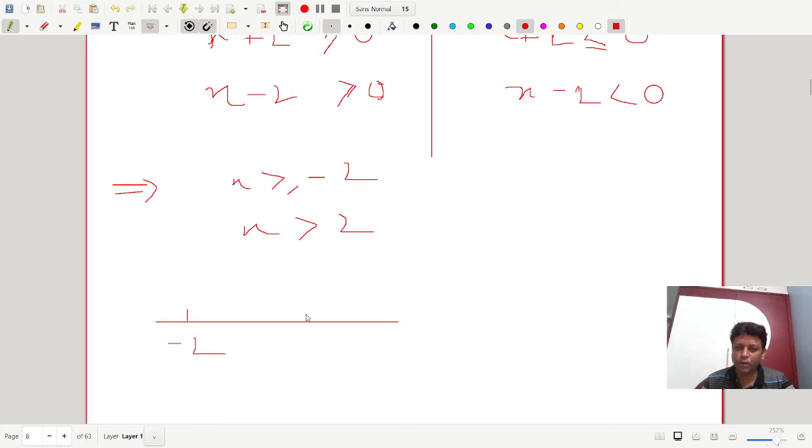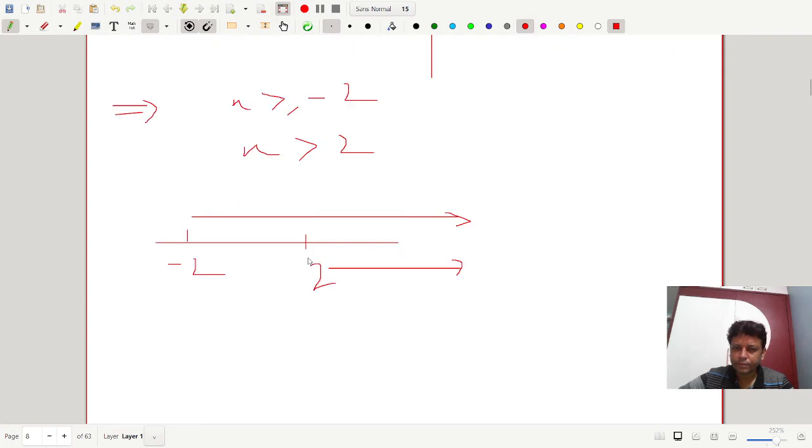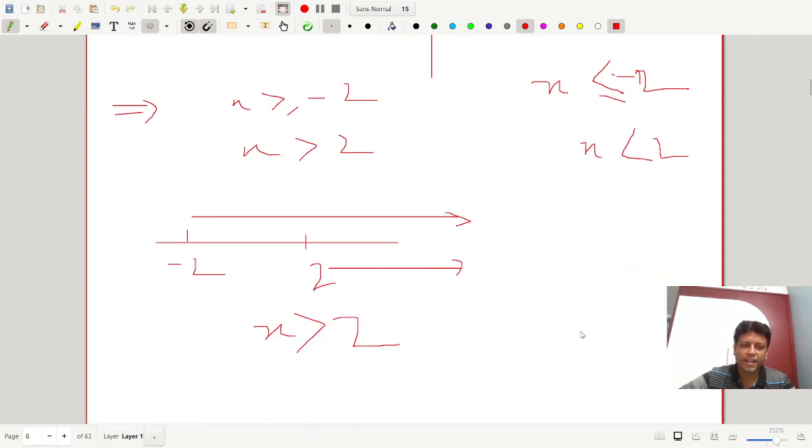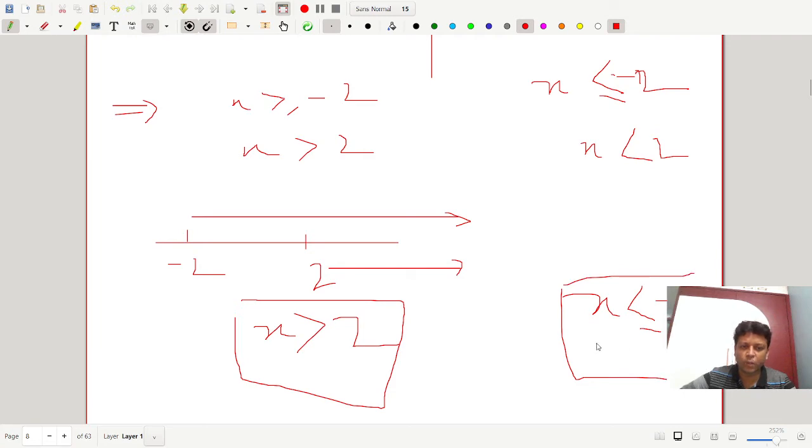So this is your -2 and this is your 2. What is the common region between these two? Yes, x more than 2. And what about in this case? x less than or equal to -2 and x less than 2. So what is the common? x less than or equal to -2. Am I clear, everybody? Did you get it? So that is why you have x ≤ -2, remember, and x > 2.